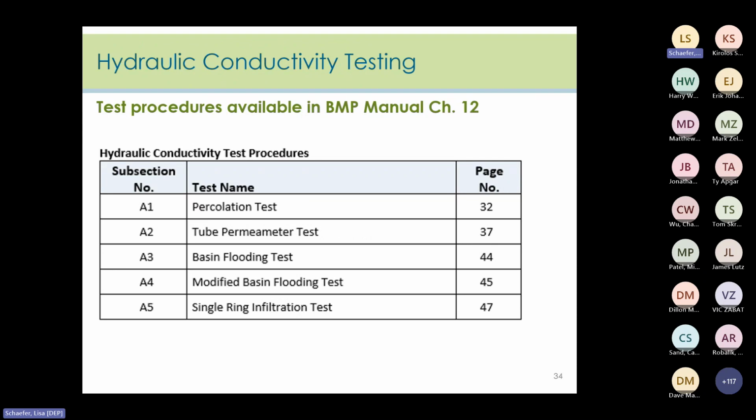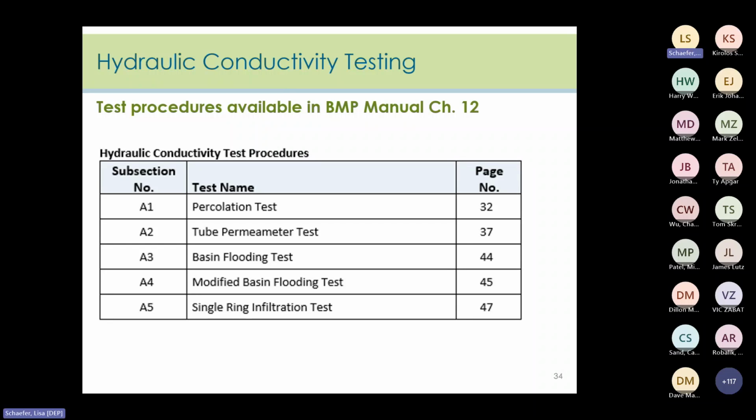All right, the test procedures and conversion equations for the tests shown here are available in Chapter 12 of the BMP manual, and there are even worksheets for some of these. Okay, so we're going to go to section A1 for the percolation test, A2 for tube permeameter, A3 for basin flooding, A4 for modified basin flooding, and A5 for the single ring infiltration test.